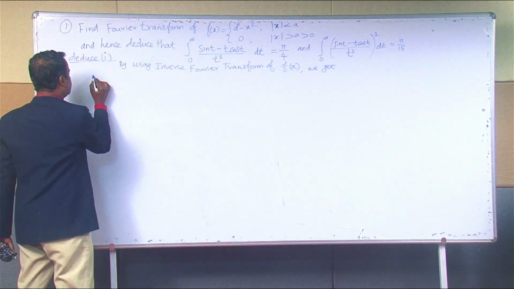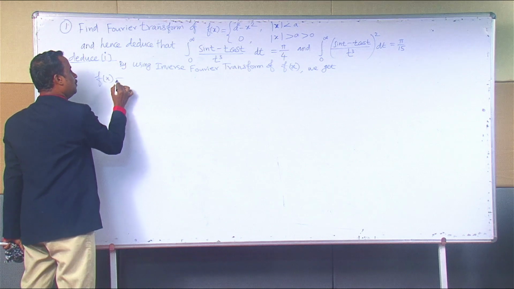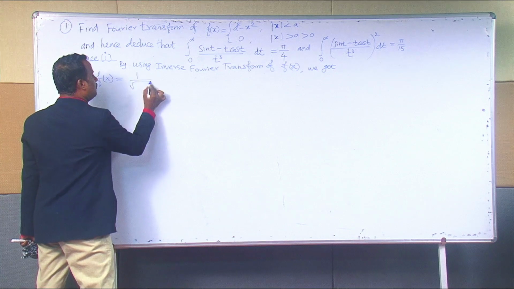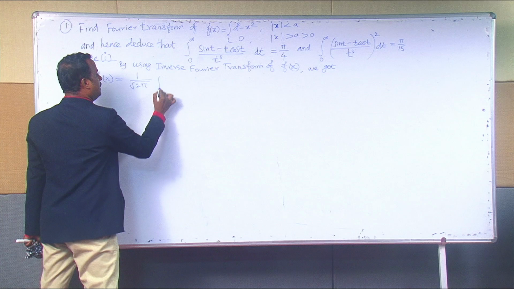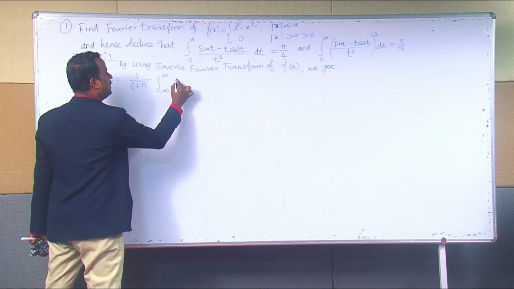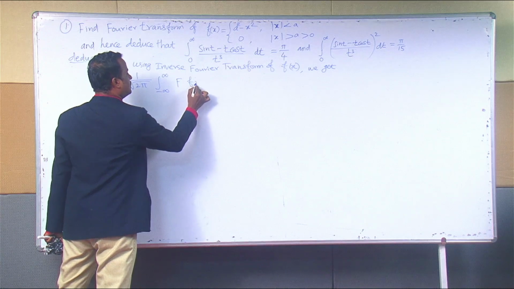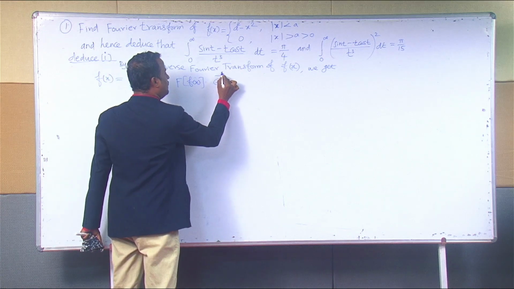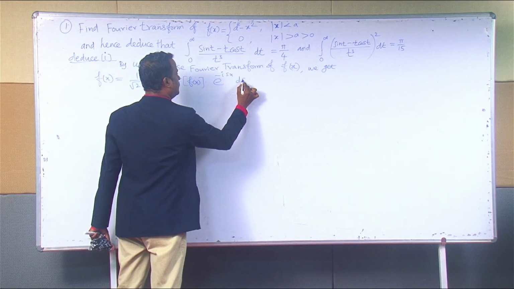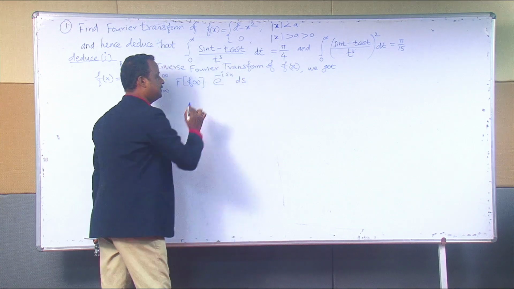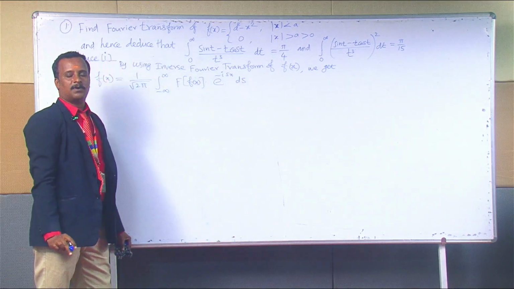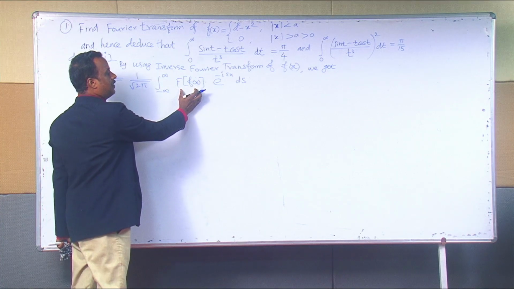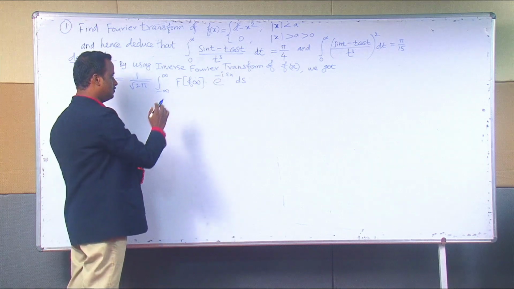the formula: f of x is equal to 1 divided by root of 2 pi, integral minus infinity to plus infinity of F of s, that is the Fourier transform of the function, into e power minus isx ds. This is the inverse Fourier transform of f of x, that is f of x equal to, this is our transform of the given function, and e power isx dx. Now we have to use this.